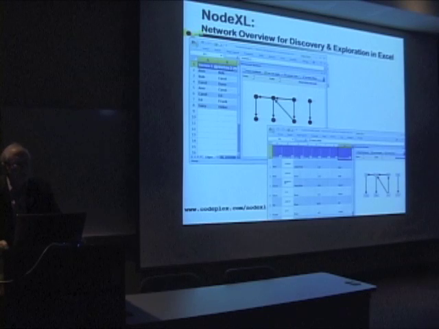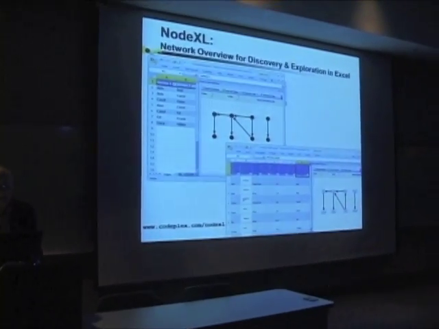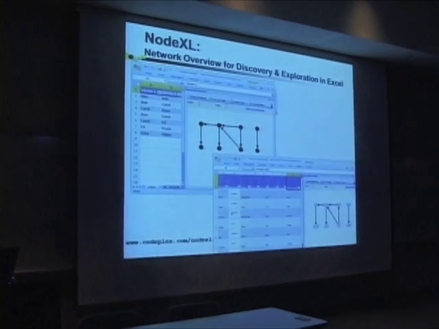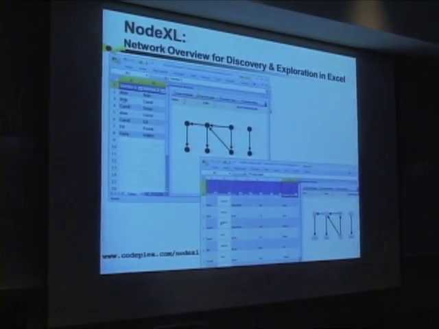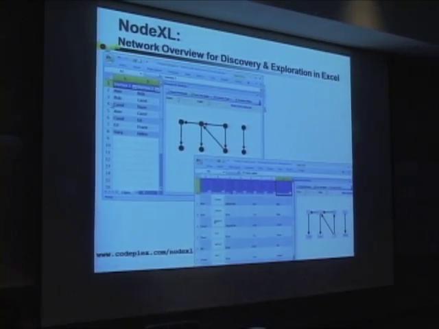So we've built a tool called NodeXL, free to download, supported by Microsoft Research. This is now more than 4 years in the making. And it's embedded in Excel. So you simply type in your network: Alice invited Bob to a party. Bob invited Carol.